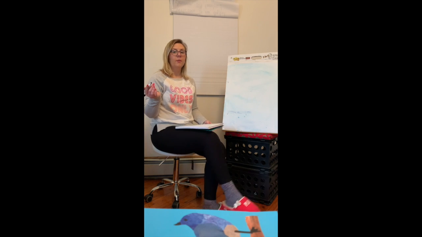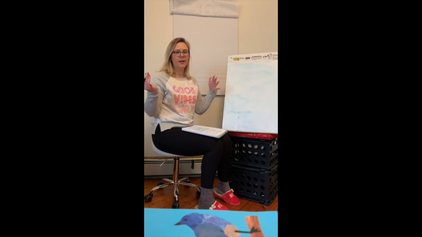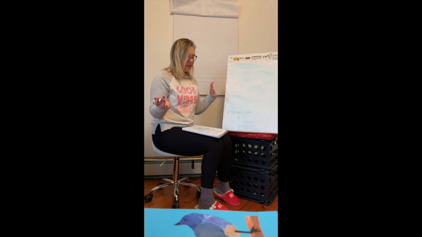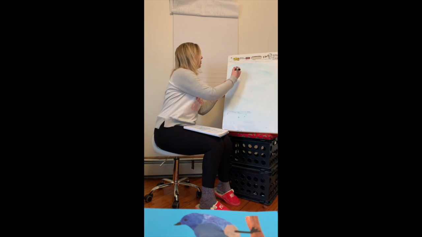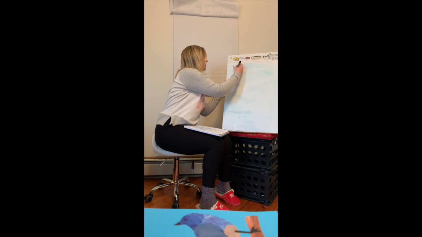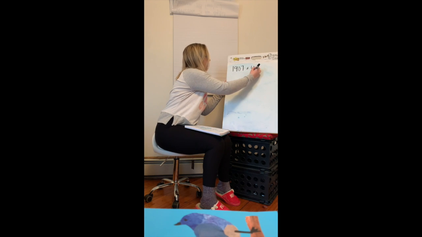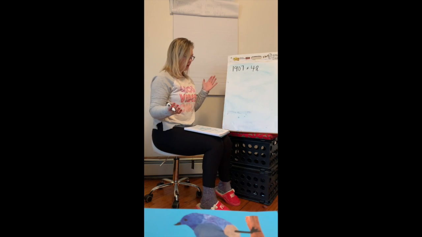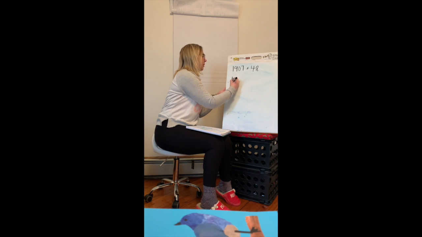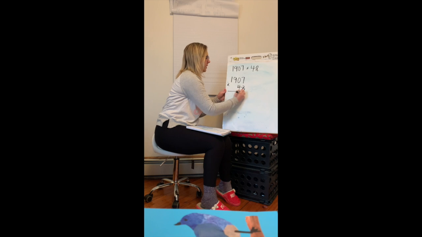So our first math problem is asking us to find the product of 1,907 times 48. There's two different ways we could do that. We could use standard algorithm, or we could do the box method. So if we start with standard algorithm, I'll put our problem up first, 1907 times 48. So our first option is to just do straight up standard algorithm. We write down our first one, put our multiplication symbol, and then write our second one.